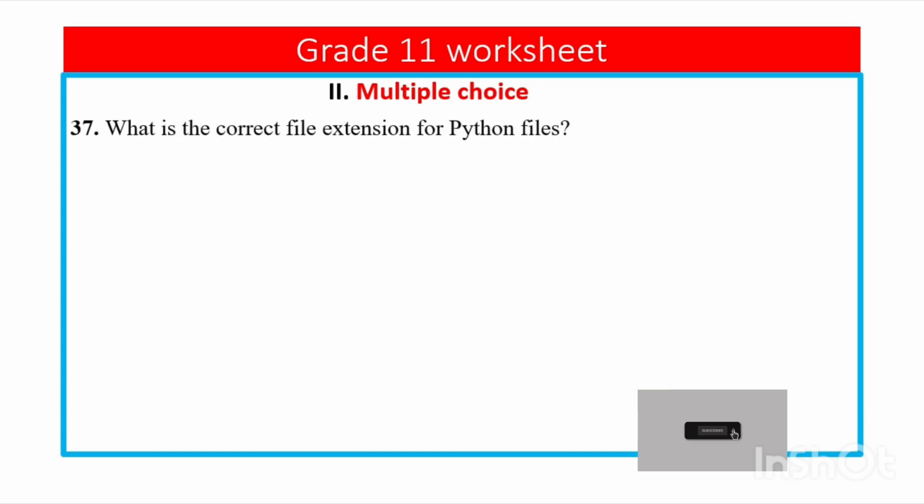37. What is the correct file extension for Python? A. .pptys, B. .pt, C. .py, D. .pythons.